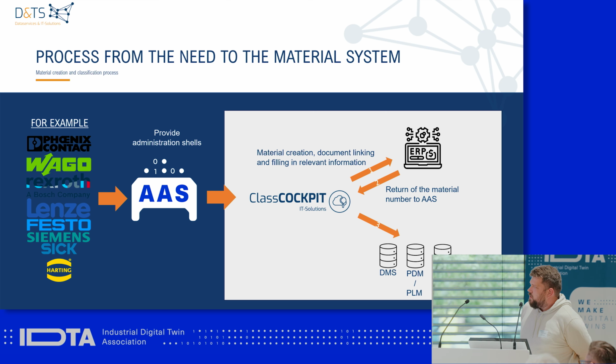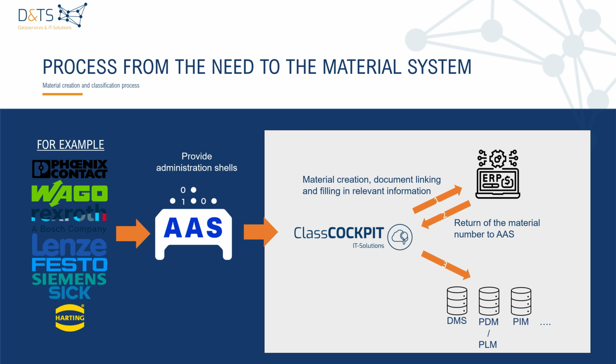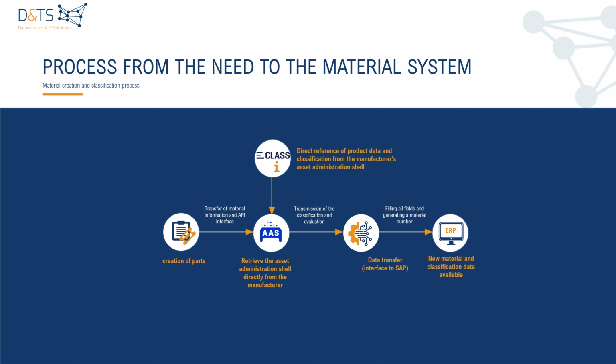But what does the process look like? On the left side, we see a lot of component manufacturers. They provide us asset administration shells. And our software solution helps to enrich the given material information, to find the right asset administration shell and create the material in an ERP system. After we create the material in an ERP system, we get the material number back, save it into the AAS, and export it to further systems: DMS, PDM, PIM, and so on.